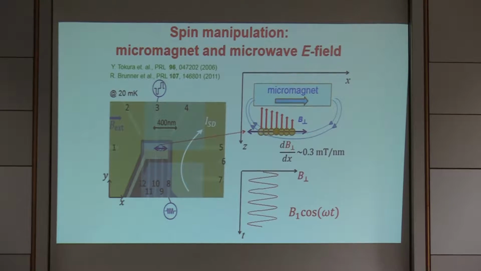And what is happening is that our electron wave function is shaking inside the gradient generated by the micromagnet. And effectively, in the reference frame of the electron, it is feeling an oscillating AC magnetic field at the same frequency of the applied electric field.